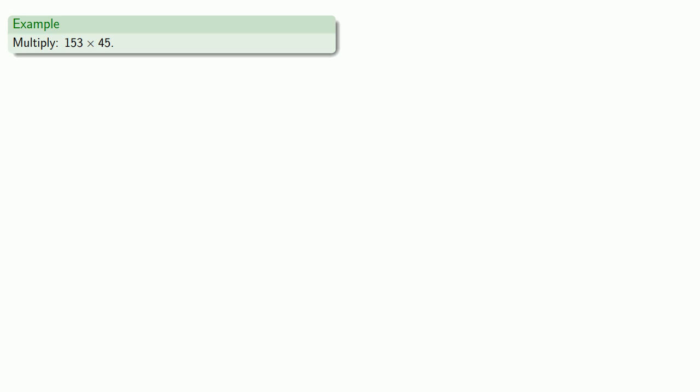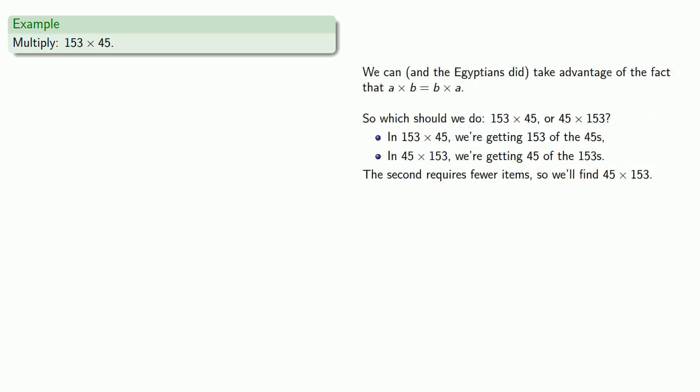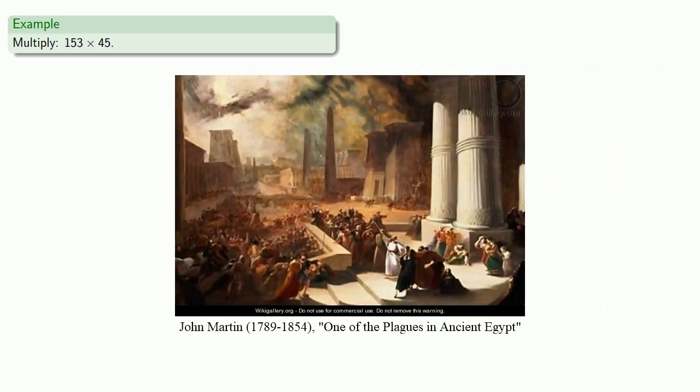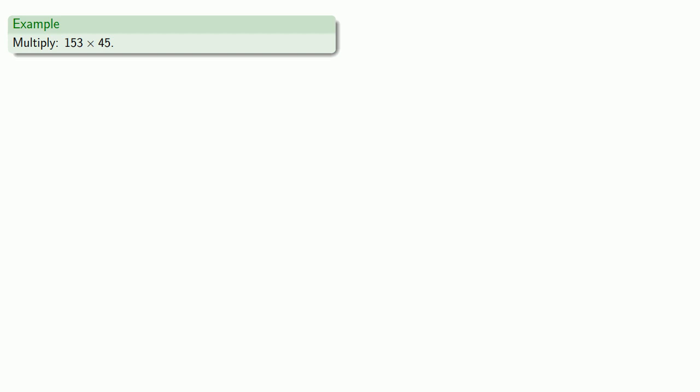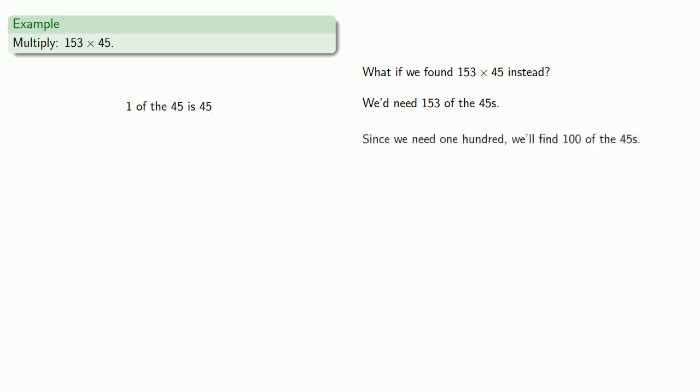One other quick note, when we did this, we went through this analysis deciding which product we were going to find. What would happen if you didn't do this analysis? Would it be catastrophic? Well, let's find out. So what if we found 153 times 45 instead? We'd need 153 of the 45s. So let's start our table. One of the 45s is 45. Since we need 100, let's start out by finding 100 of the 45s.